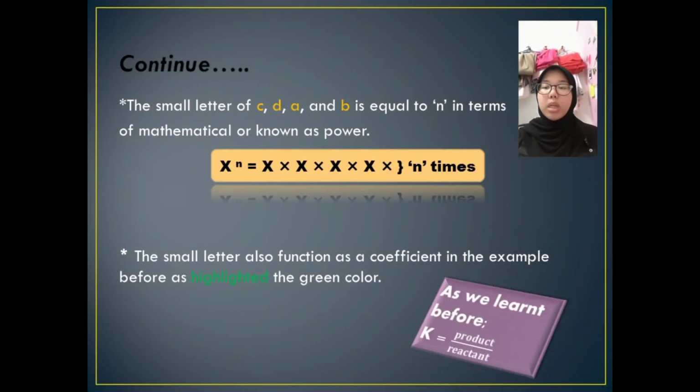Let's continue. The small letters c, d, a and b are equal to n in terms of mathematics, or known as power. As we can see here, x to the power of n is equal to x times x times x times x. That means n is how many times the x is multiplied. Next, the small letters also function as coefficients, as in the example before, highlighted in green. As we learned before, K is equal to the product of the reactant.